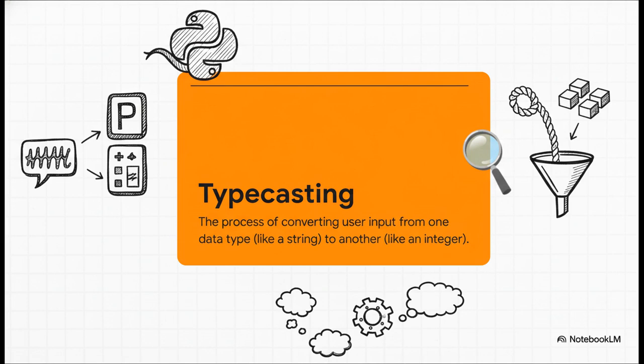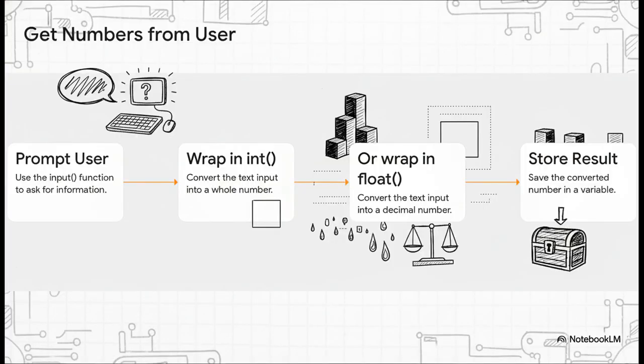So how do we fix this problem? The answer is a process called typecasting. It's just a fancy word for telling Python, hey, I know this looks like text to you, but I really need you to treat it as a number. And here's the super simple recipe. You use input to get the text like usual, but then you immediately wrap that function inside another one, like int for integers or float for numbers with decimals. This converts the data type right on the spot.